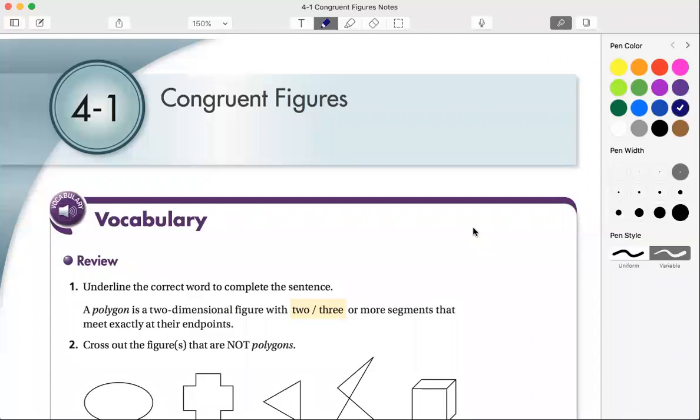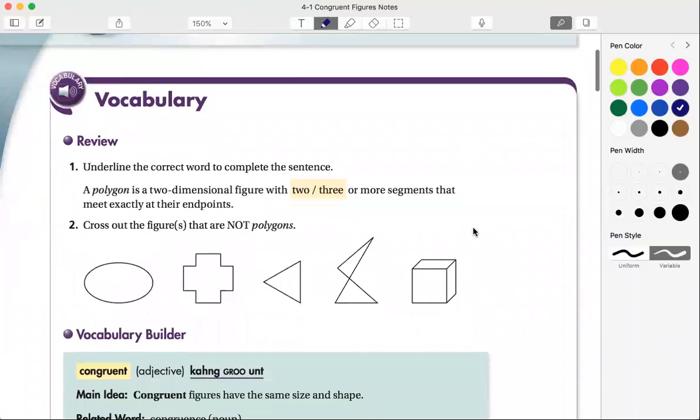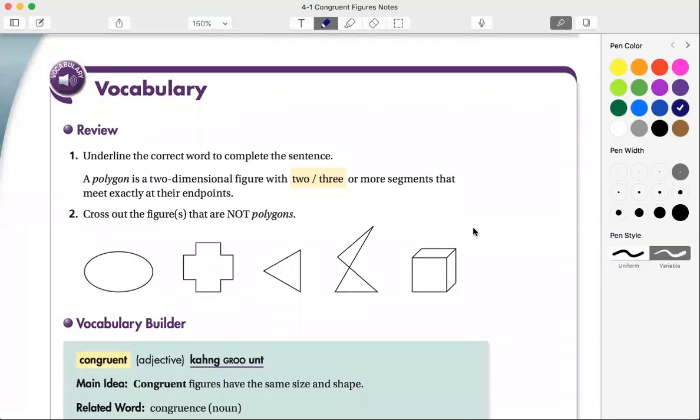All right, this is section 4-1, congruent figures. So we're going to start off with some vocabulary review. We're going to underline the correct word to complete the sentence. A polygon is a two-dimensional figure with 3 or more segments that meet exactly at their endpoints. And the correct answer is a figure with 3 or more.